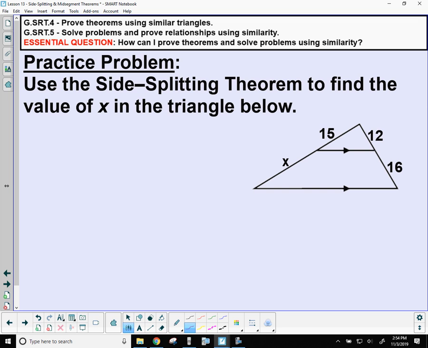So, use the side-splitting theorem to find the value of x. So go ahead, get yourself up a proportion. Go ahead and pause the video.